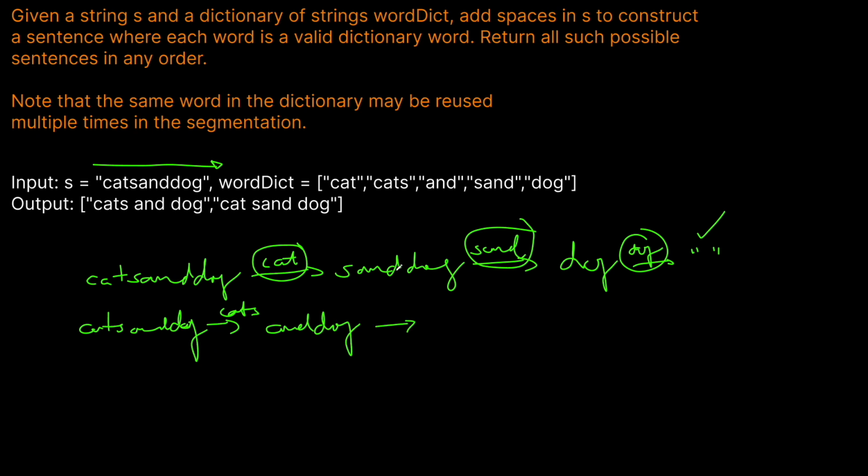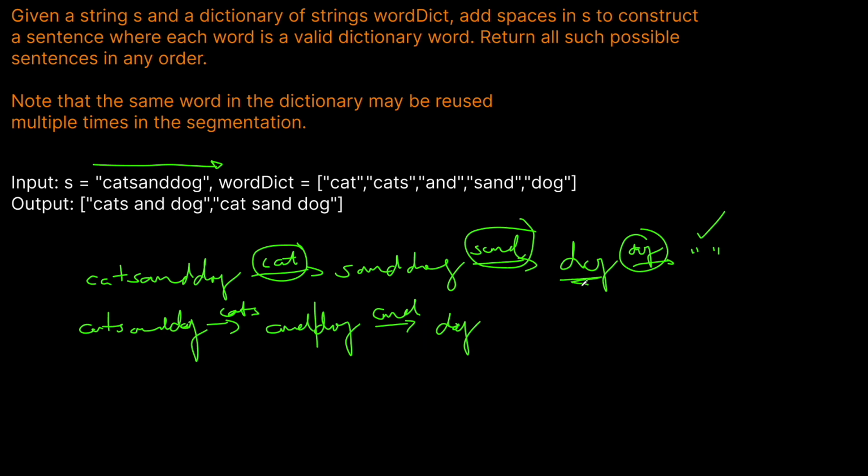And let's see, can we continue further? Can we break this using cat? No. Can we break it using cats? No. Can we break it using and? Yes, we can, because we can put a space right there. So we put and, and now we're left with dog. And now, as you can see, we're back at dog.